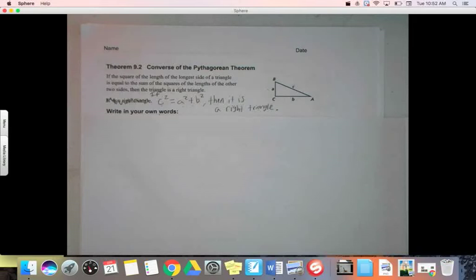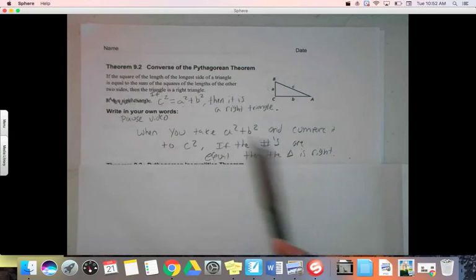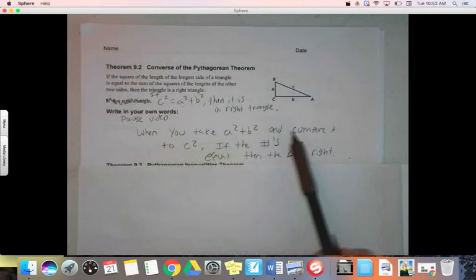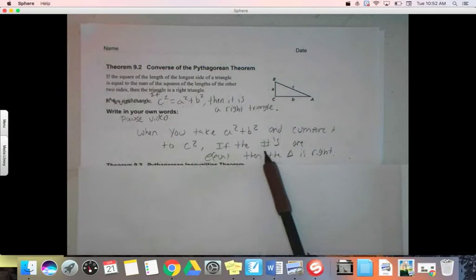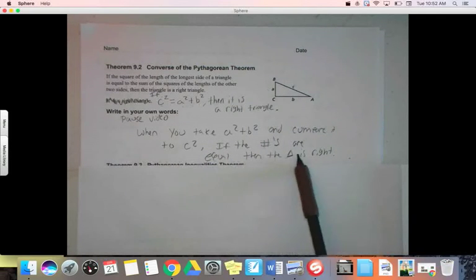So pause the video and write this in your own words. When you're done, play the video again. Okay, so after you pause the video, this is what I would have said. When you take a squared plus b squared and compare it to c squared, if the numbers are equal, then the triangle is right.